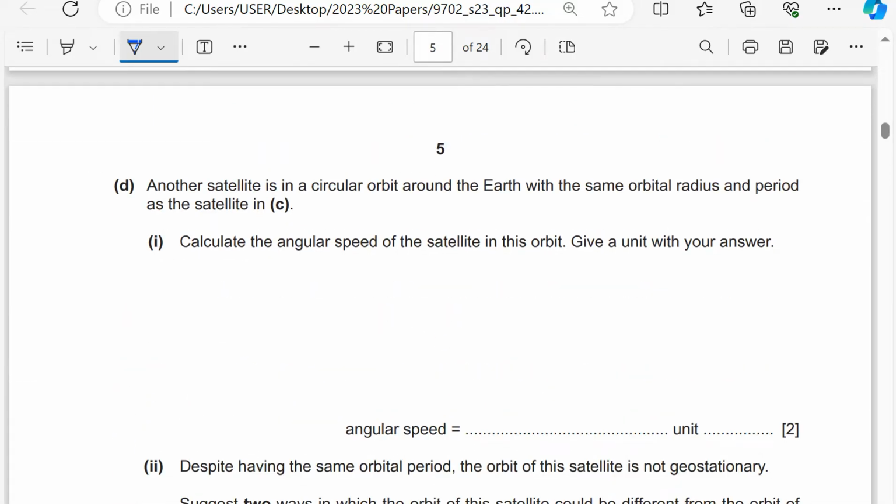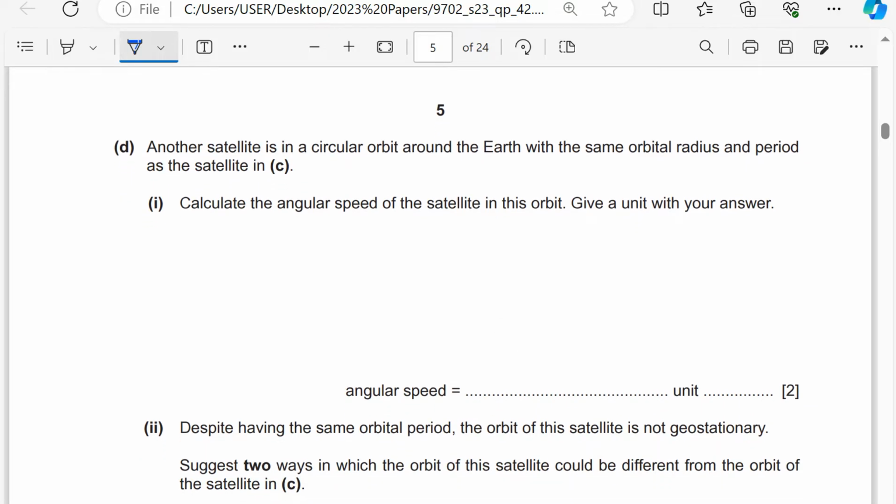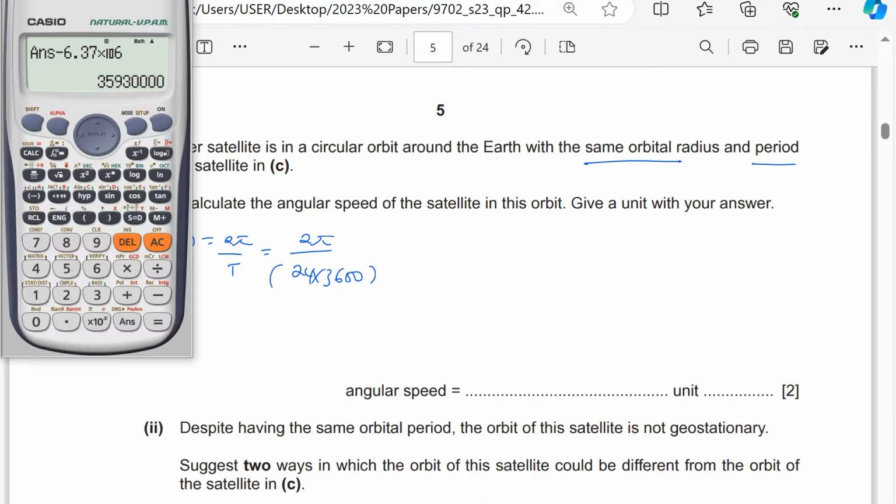Another satellite is in a circular orbit around the Earth with the same orbital radius and period as the satellite in C. Calculate the angular speed of the satellite in this orbit. So of course we know that angular speed is equal to 2 pi divided by period. The period is 24 hours, so that is simply 24 times 3,600. Change it to seconds. So we have 2 pi divided by 24 times 3,600.